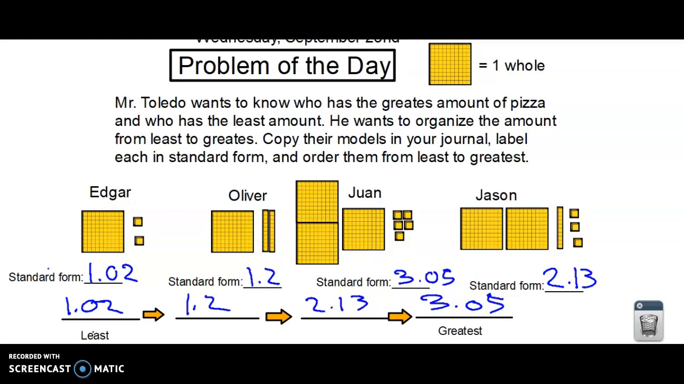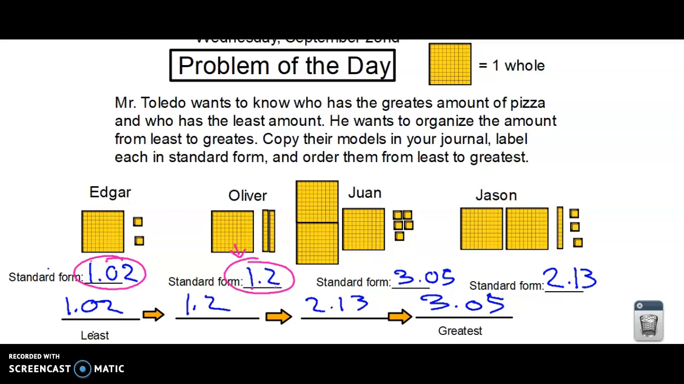I want to go ahead and add a little bit here. I want you guys to notice the difference between Edgar and Oliver. Although both of these numbers look very similar, there's actually a big difference. Most students, when they look at these digits, tend to think that Oliver is actually smaller because it only has 2 digits in place. When we're looking at Edgar here, it has 3.